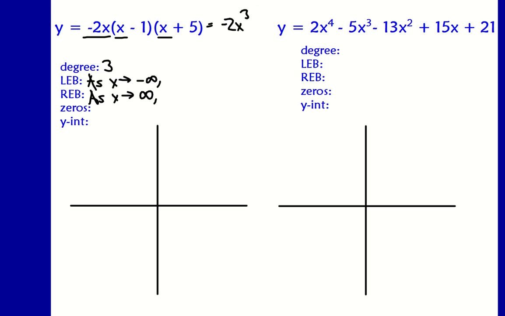The leading coefficient is negative 2, so I know that as x approaches positive infinity, y is going to approach negative infinity, which means on the other side, it would approach positive infinity. I'm going to draw myself little arrows here just so I don't forget that I'm going to go up to the left and down to the right.